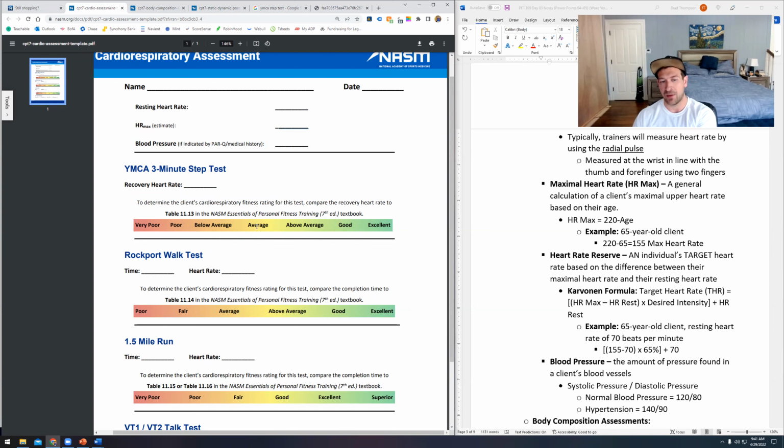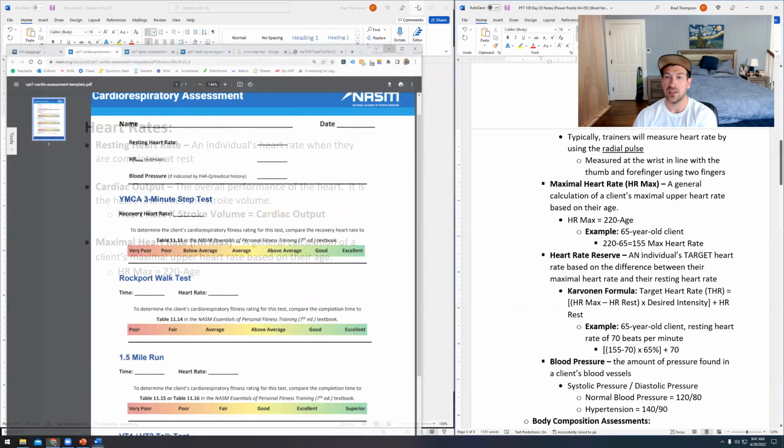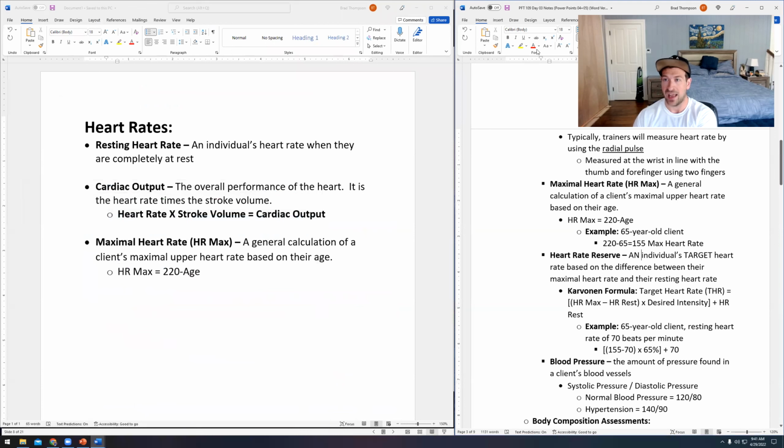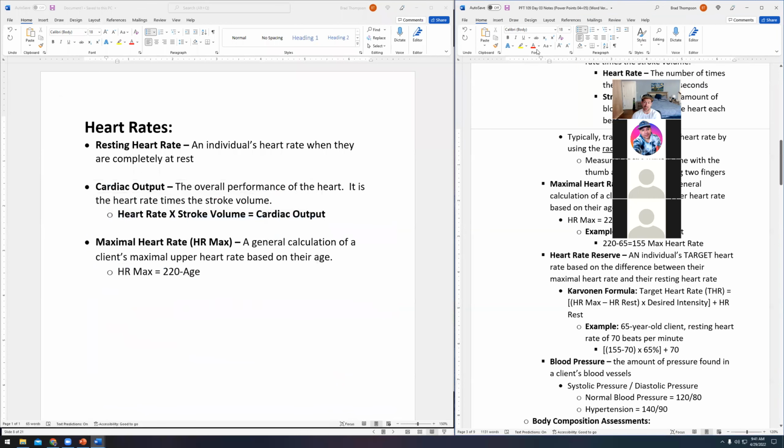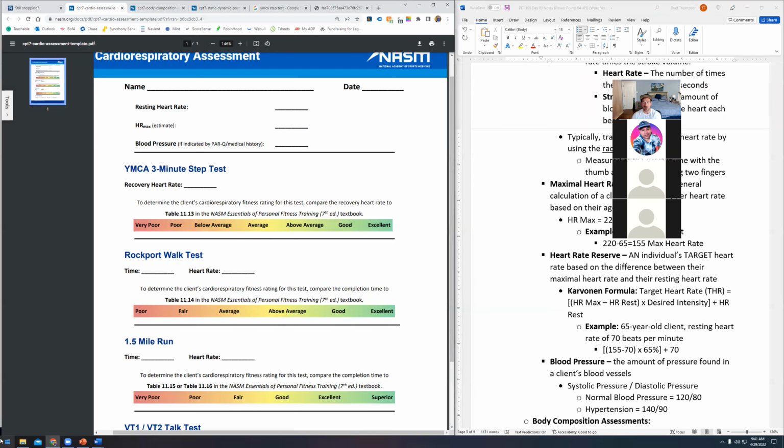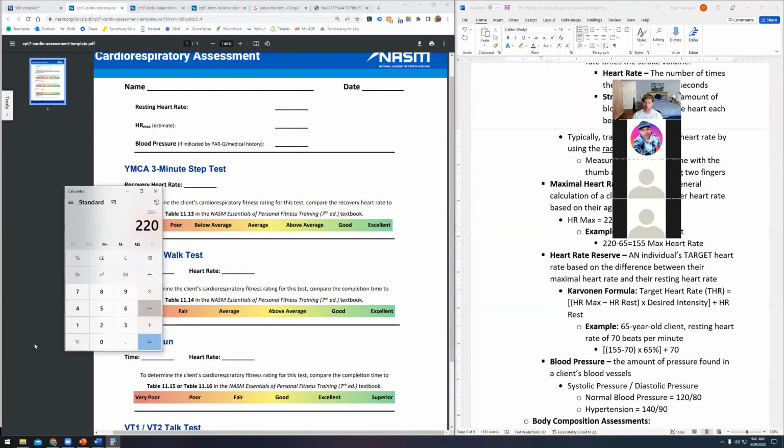Remember earlier I said if my client is average to above average, I can give them a pretty hard routine. I might take them all the way up to NASM's zone 2, which is 76 to 85% of their heart rate. So if I know that my client's 65, 220 minus 65, that's a max heart rate of 155. If I multiply that by an intensity of anywhere from 76 to 85%, let's say 80%, it's right in the middle. So I go times 80%.